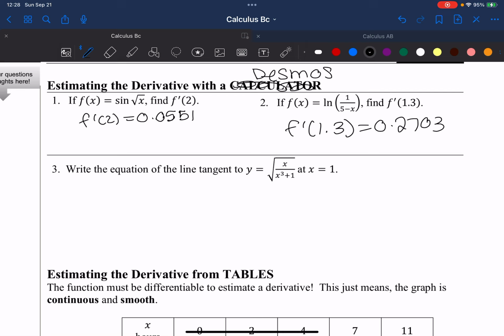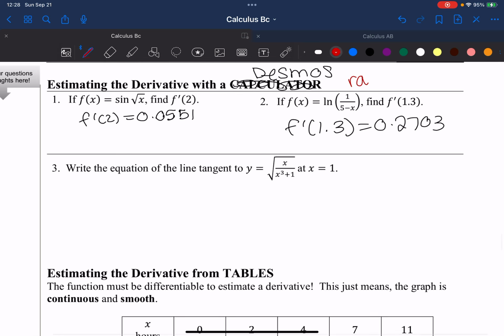So anytime it's asking you to estimate a derivative, or it wants you to get as exact a value as possible, you're just going to plug it into Desmos exactly like we did. The only thing, again, is to make sure it's in radians. Okay, if you leave it in degrees, you are going to get the wrong answer.